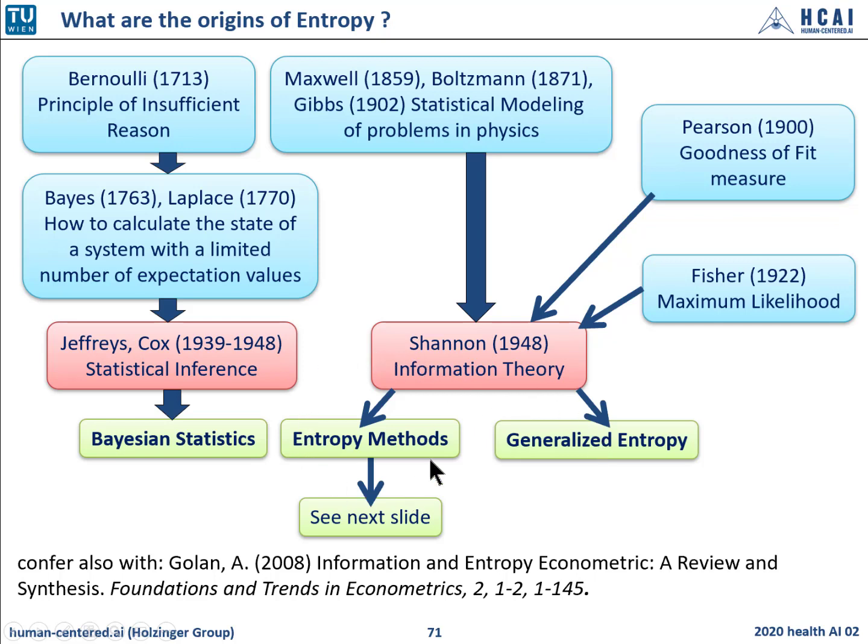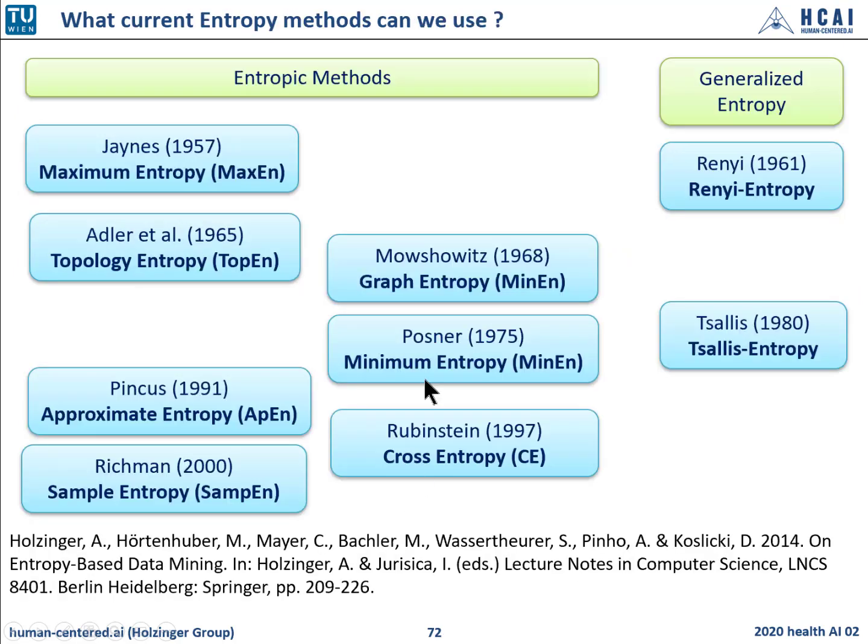And now we will deal with some entropy methods in the next slide. So here you see some entropy methods, for example, Jaynes' maximum entropy. This is used to estimate unknown parameters of a multinomial discrete choice problem. Then you have this topological entropy.